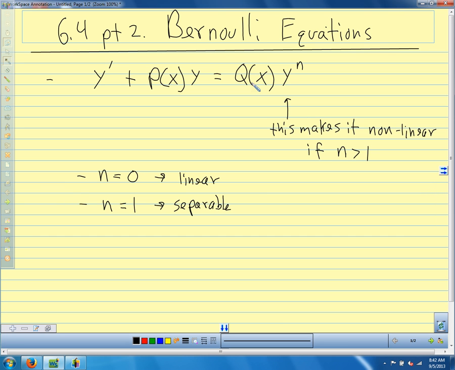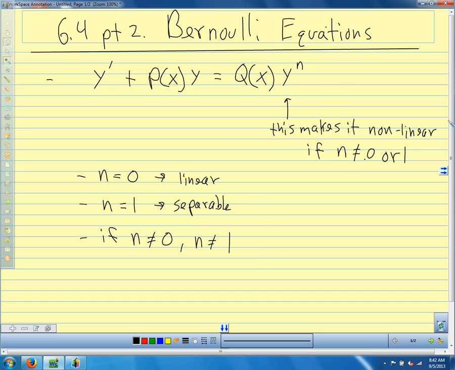But if n is greater than 1, then we have a nonlinear equation. But we can make a substitution and turn it into a linear equation. We could also have a negative exponent, so I'm just going to say n is not equal to 0 and not equal to 1.